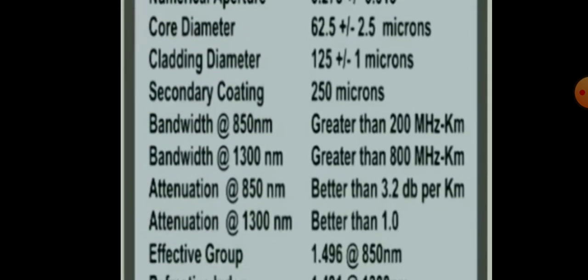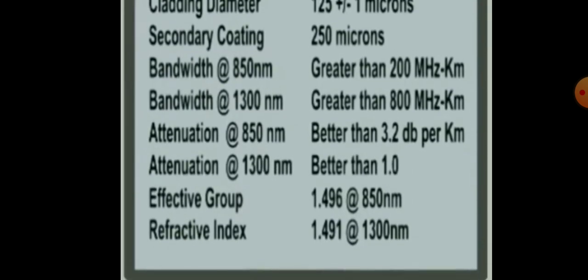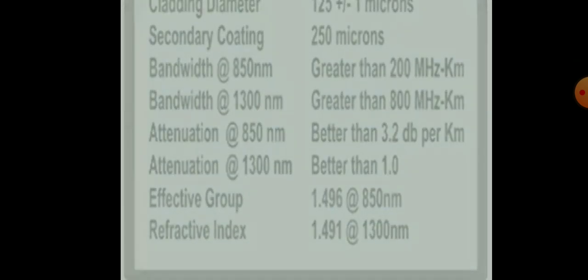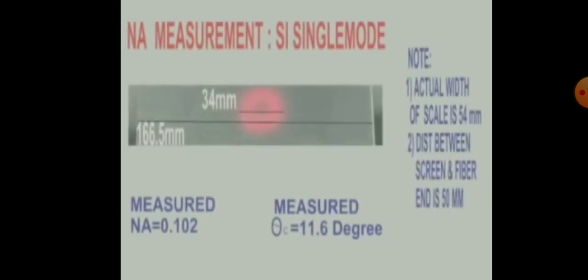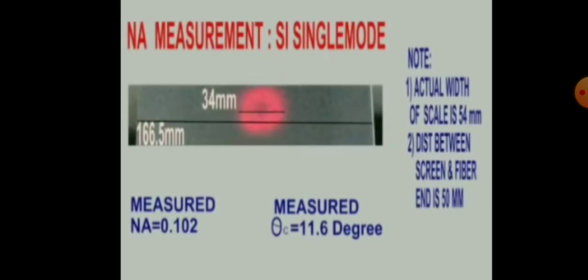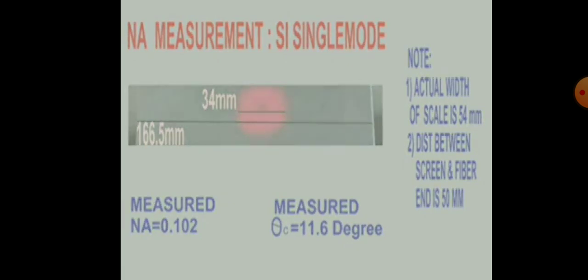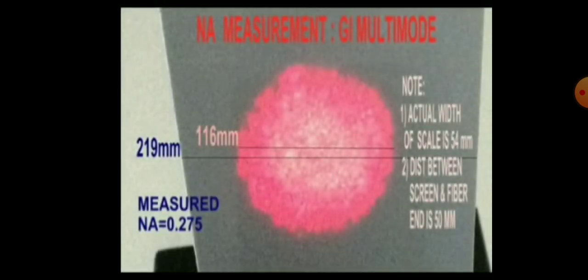All the specifications, either single mode or multimode, are characterized by many different parameters. Next, we are calculating the numerical aperture measurement for the single mode. For the light intensity displayed over the screen, you have to measure the diameter and also the total length of the screen horizontally, and using the mathematical expression we give the conclusion for the numerical aperture.